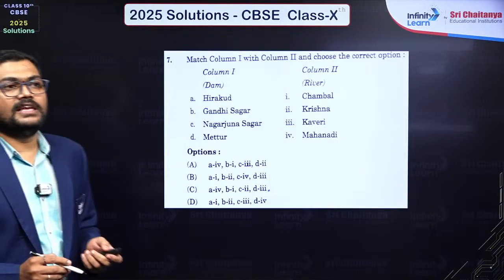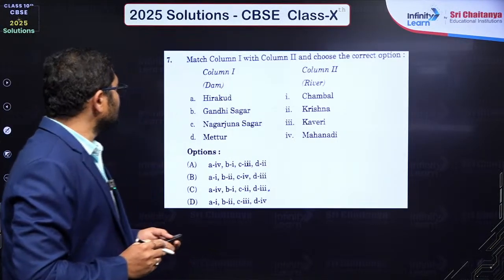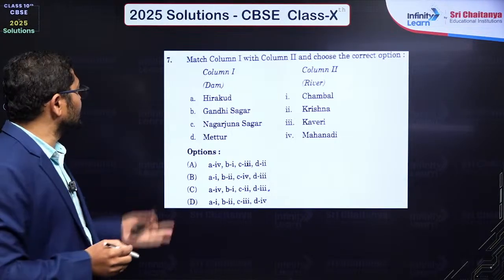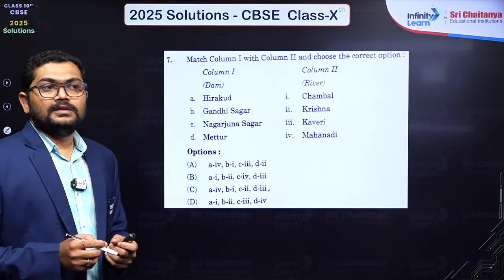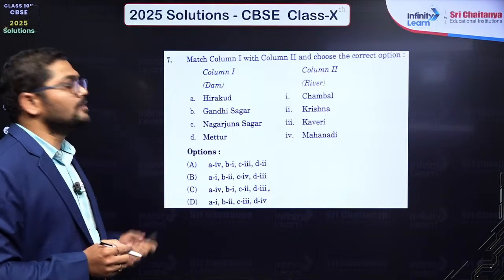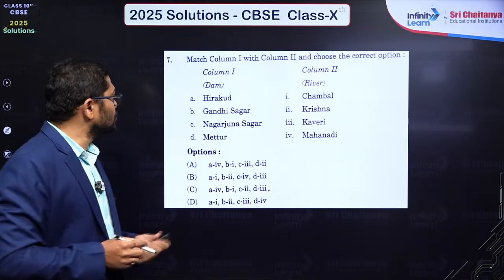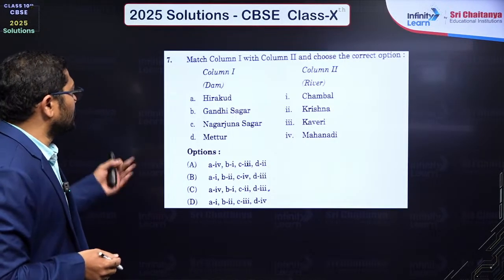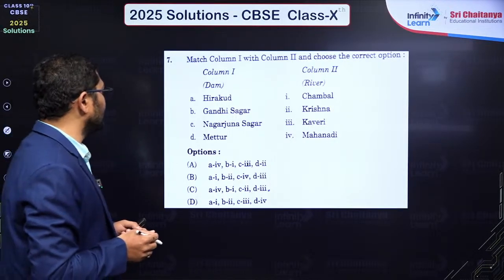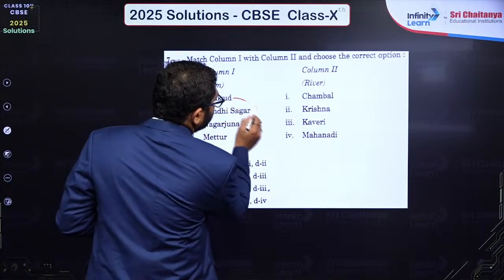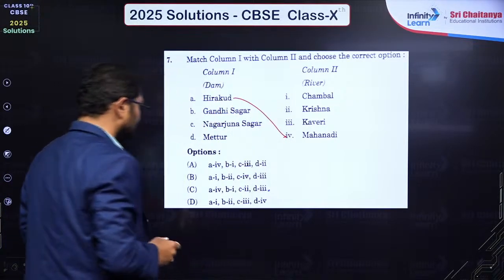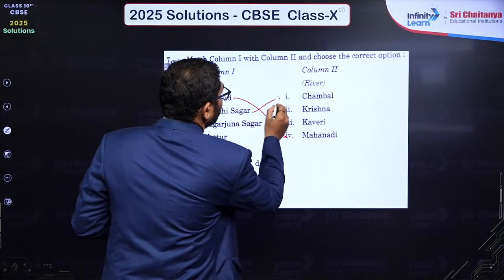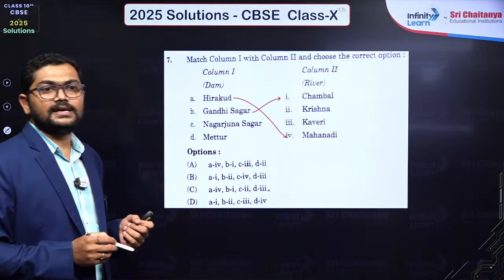Question number 7, we have a matching. Match column 1 with column 2 and choose the correct option. For example, if you see column 1, the names of the dams are given, and then in column 2, the rivers are given. So based on the dams and the rivers, we have to find out the correct option. So Hirakud, everybody knows, is located on the river Mahanadi. Then we have the Gandhi Sagar. So Gandhi Sagar is located on river Chambal.